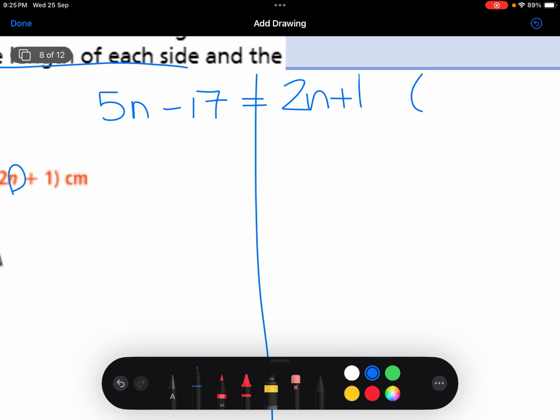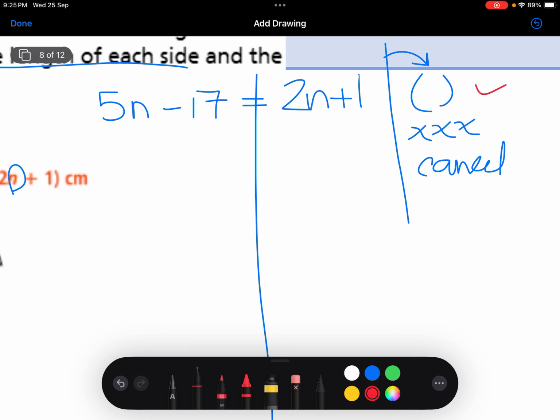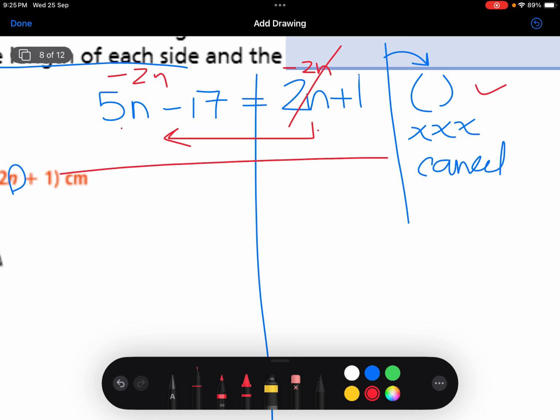So first of all, if I have a bracket, distribute. Then if I have many variables, combine. Then you can start cancelling. Do I have a bracket? No, I'm done with this step. Do I have many variables? Yes, but they are on different sides, therefore I need to move them. So I have to do minus 2n, minus 2n. Bye-bye. What do I have left?